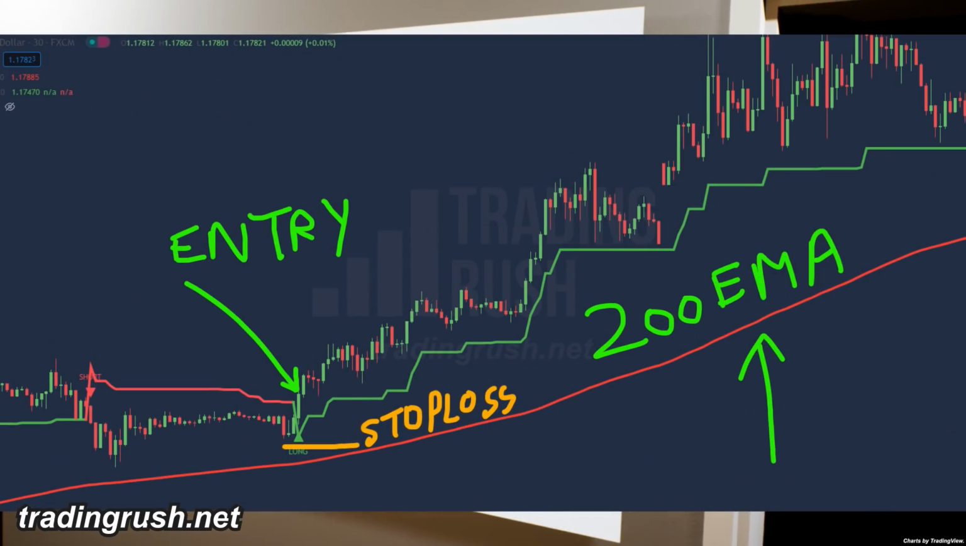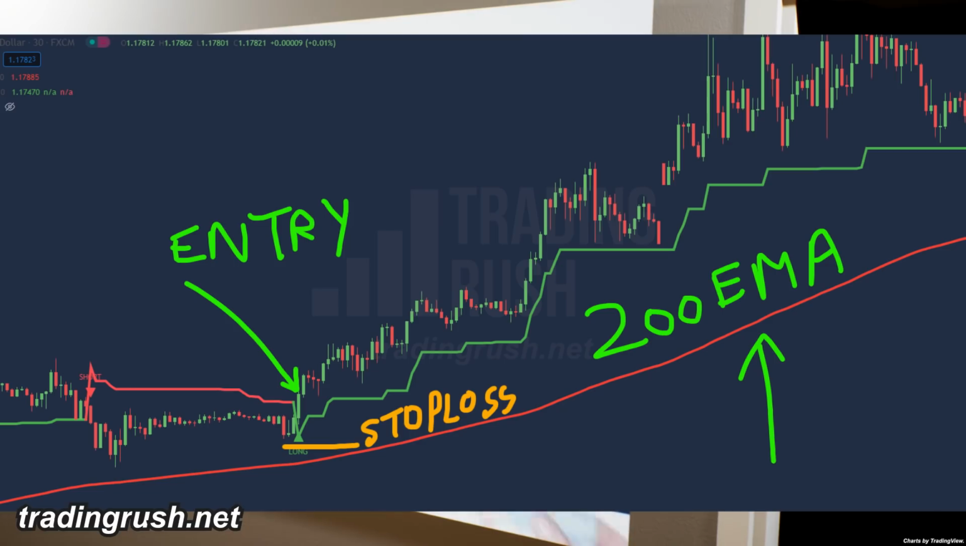In the long setup, only buy when the Supertrend line turns green and goes below the candles, and the price is still above the 200-period moving average. Set your stop loss at or below the Supertrend line.